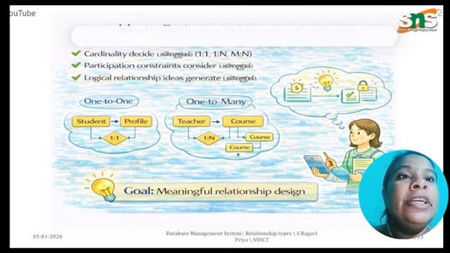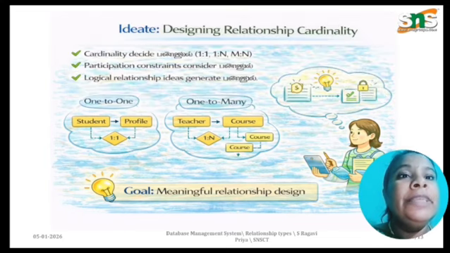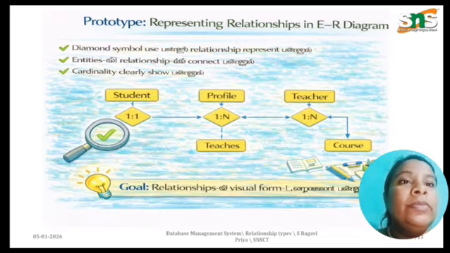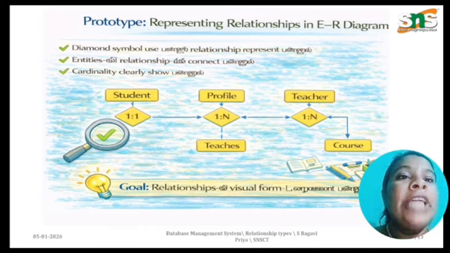Next, designing relationship cardinality. We have to consider cardinality and participation constraint. Then we have to generate logical relationship ideas. Next, representing a relationship in an ER diagram. We have a diamond symbol for representing the relationship. Cardinality means the number of tuples available in the database design. In an ER diagram, we simply call the entity set available in the particular entity the cardinality.